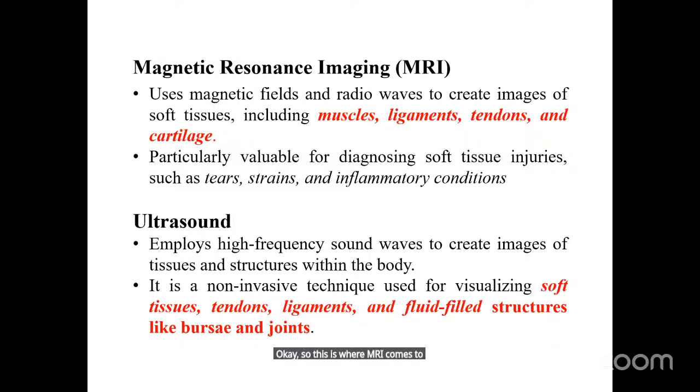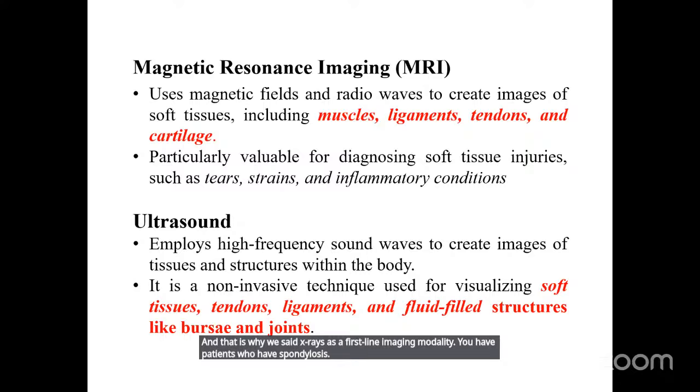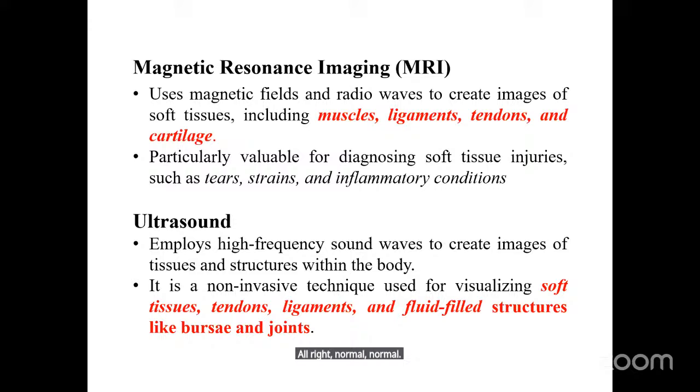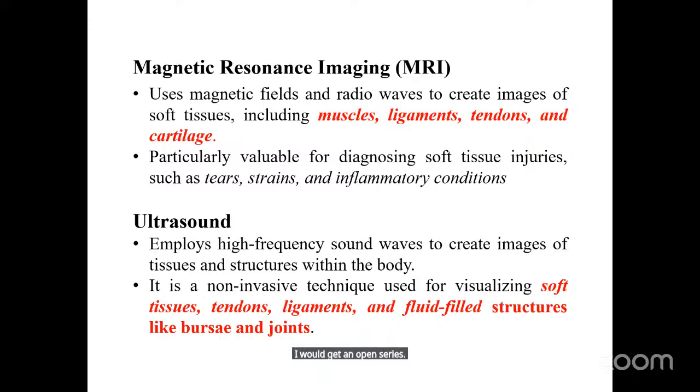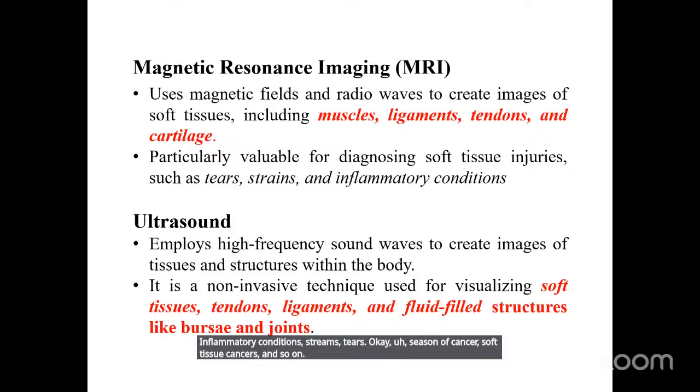That is why we said X-ray is a first-line imaging modality. You have patients who have spondylosis and they did X-ray, we always give reports of normal. All right, normal. And then this could be a good candidate for MRI. Are we together, upon series of complaints and without any critical outcome. So it's particularly valuable for diagnosis of tissue injuries, inflammatory conditions, strains, tears, staging of cancer, soft tissue cancers, and so these are all the good jobs of MRI.